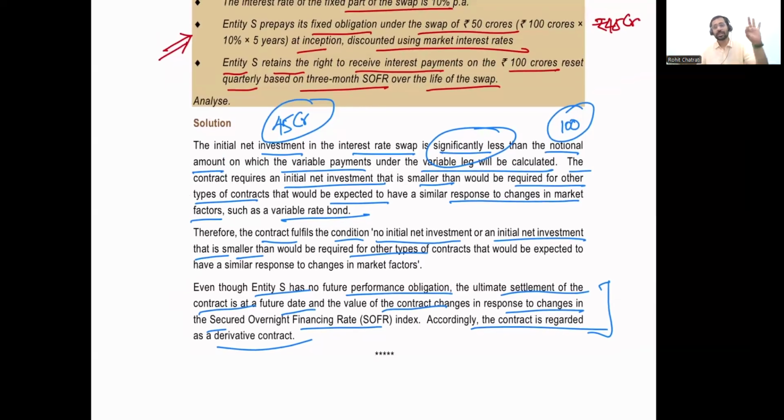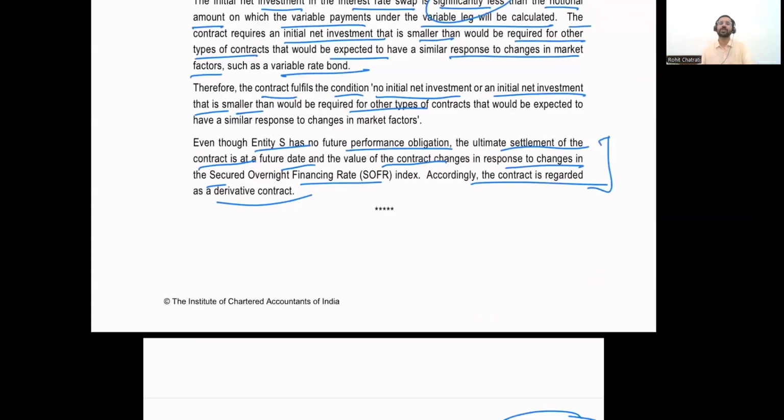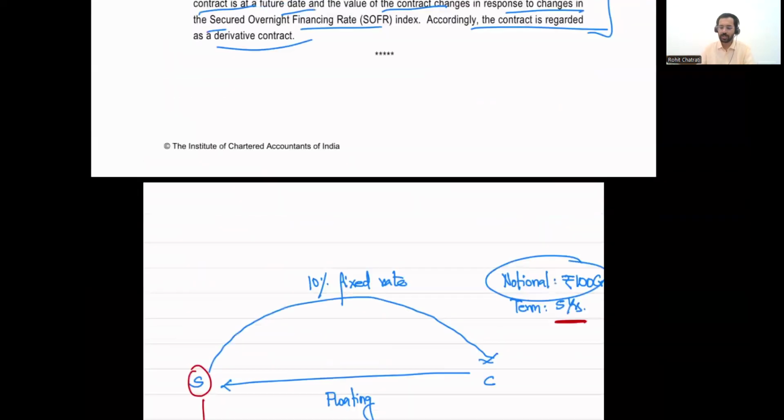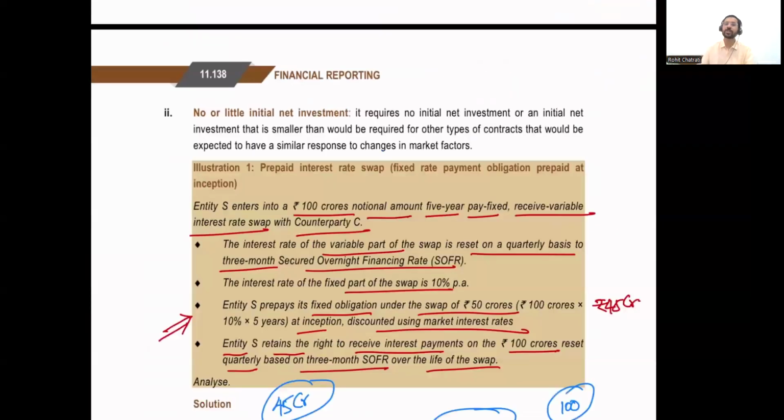All right, so there are totally three conditions for a contract to be classified as a derivative contract. One is the value should change in response to an underlying. The second is the initial investment is supposed to be low, or supposed to be zero. And the third one is it is required to be settled at a future date. Over here, it's going to be settled at a future date because on a future date, entity S is going to receive the floating interest rates. All right, so that is with regards to illustration one.